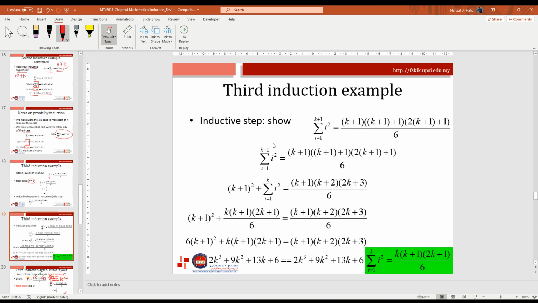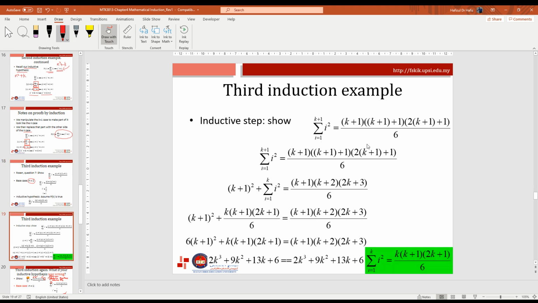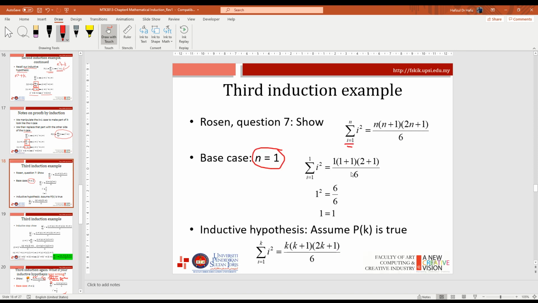Okay, and then for the third induction example, we want to show this one. We replace k plus 1 with k plus 1, k plus 1 plus 2k plus 1. We replace this value.